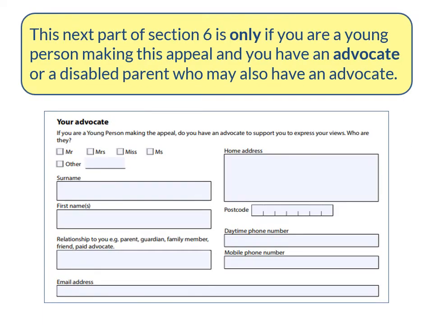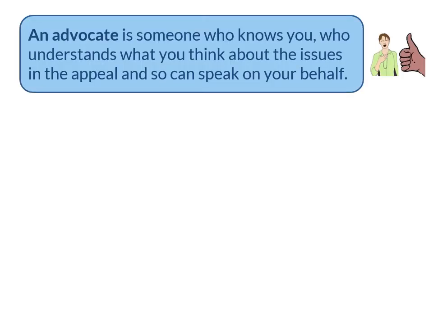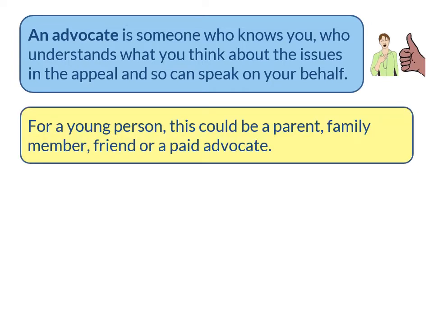This next part of Section 6 is only if you are a young person making this appeal and you have an advocate, or if you are a disabled parent who may also have an advocate. Remember, the introductory notes explained that an advocate is someone who knows you, who understands what you think about the issues in the appeal, and so can speak on your behalf. For a young person, they can be a parent, a family member, a friend, or a paid advocate.